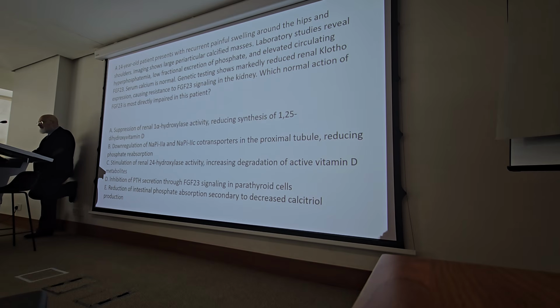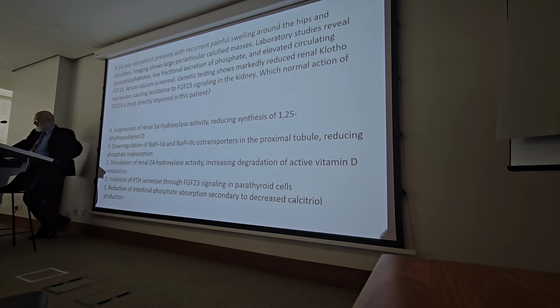A 14-year-old patient presents with recurrent painful swelling around the hips and shoulders. Imaging shows large periarticular calcified masses. Laboratory studies reveal hyperphosphatemia, low fractional excretion of phosphate, and elevated circulating FGF23. Serum calcium is normal. Genetic testing shows markedly reduced renal Klotho expression, causing resistance to FGF23 signaling in the kidney. Which normal action of FGF23 is most directly impaired in this patient?